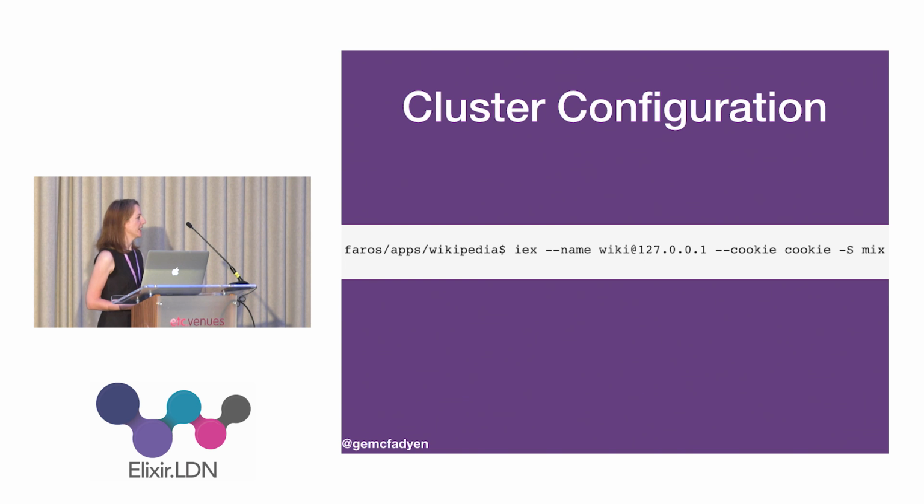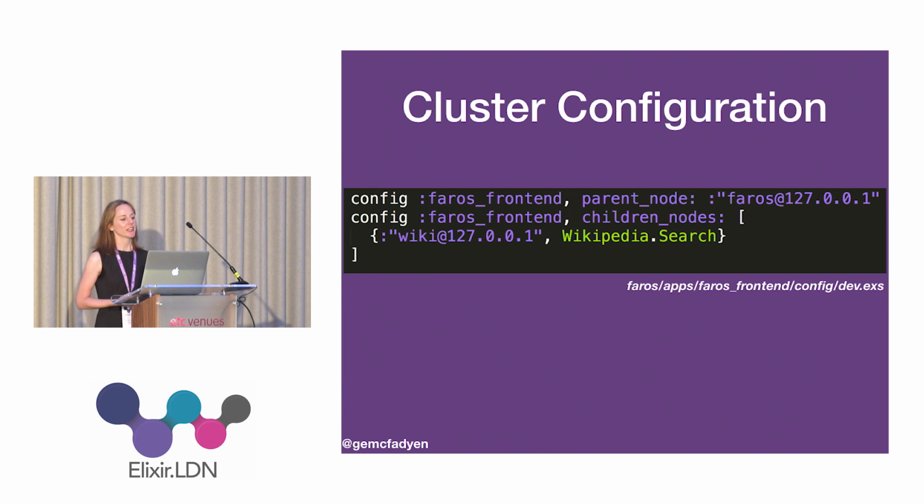First of all, we had to create our Wikipedia node. So we navigate to the Wikipedia subproject, and we start an IEx session with a name and a cookie. We'll come back to the cookie in a bit, but if you now remember the name, wiki at localhost, you would then go back to the entry point of your system, which for us was the web app, and we can configure that node name, wiki at localhost, as a child node. And we actually have a tuple here where we've got the node name and then the module name, because if you remember, we had namespace clashes. So here we state the module that we want to call in the code, which you'll see in a minute.